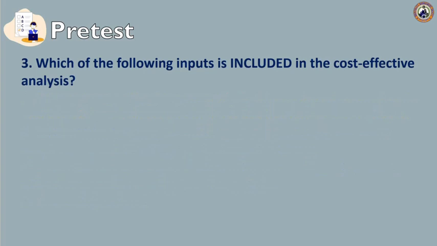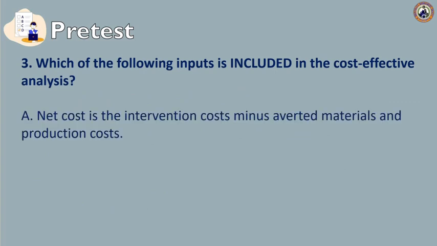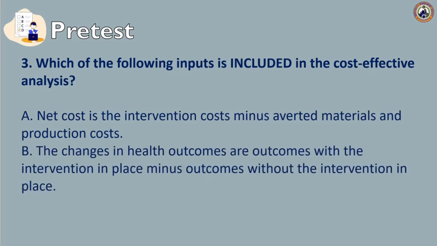Now let's proceed to question number 3. Which of the following inputs is included in the cost-effective analysis? A. Net cost is the intervention costs minus averted materials and production costs. Letter B. The changes in health outcomes are outcomes with the intervention in place minus outcomes without the intervention in place. Or C. Both A and B. Or D. None of the above. So the answer for question number 3 is letter C, both A and B. It means that these two statements were included in the cost-effective analysis.